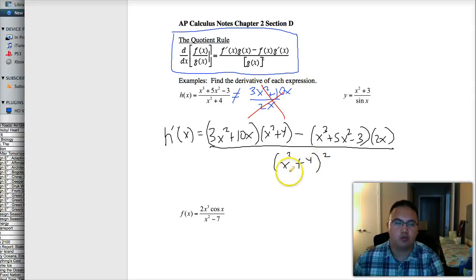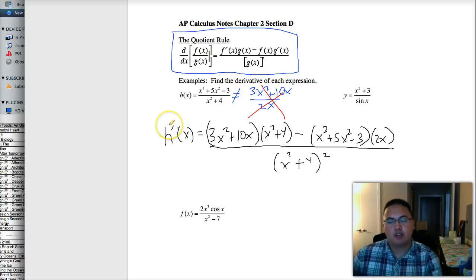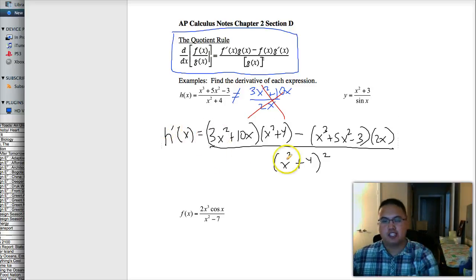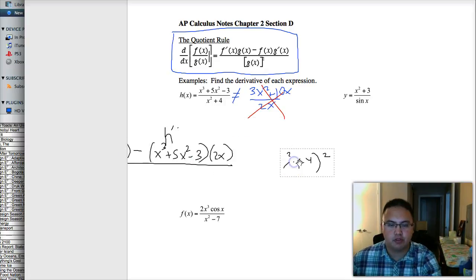That is the quotient rule. The math part of you probably wants to multiply this out, to distribute this, but for calculus, for quotient rule specifically, you're allowed to just leave it like that. Okay? So that is the derivative of h. Let's move on to the next one. Let me just move these over to the side.